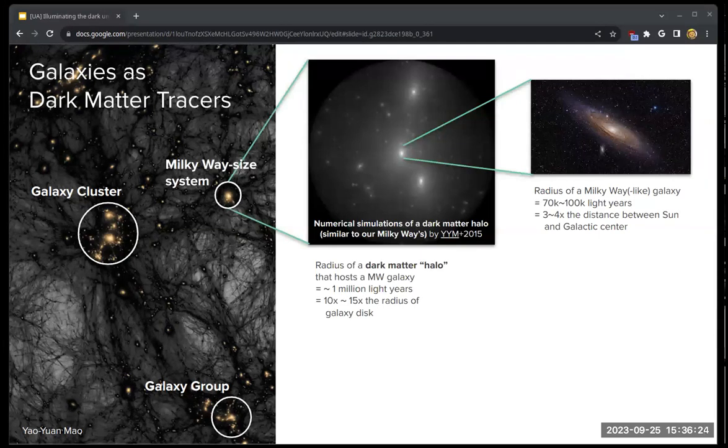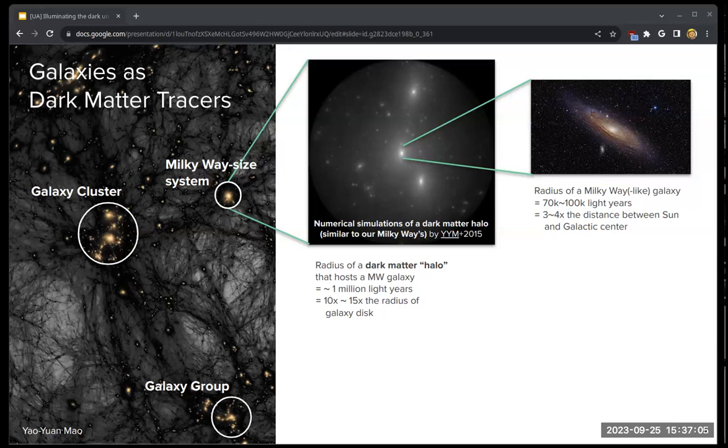Now, one thing to remember is that the galaxy itself is really very much smaller compared to the dark matter structure that we're talking about. When you are thinking about the Milky Way size system, the overdensity that people use the Birkhoff theorem to put on a spherical object called a dark matter halo, the size of that thing is about 10 to 15 times the size of the galaxy. And by size of galaxy, in this particular case, I mean the disk size. But roughly speaking, regardless of the type of galaxy, the galaxy itself is much, much smaller. It's about 1 to 2 orders of magnitude smaller compared to the size of the dark matter halo.